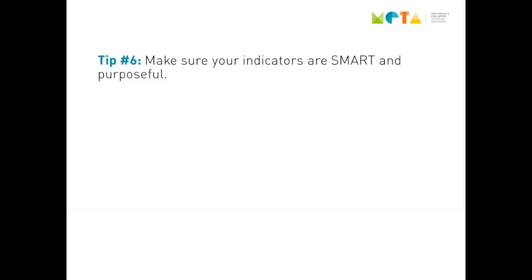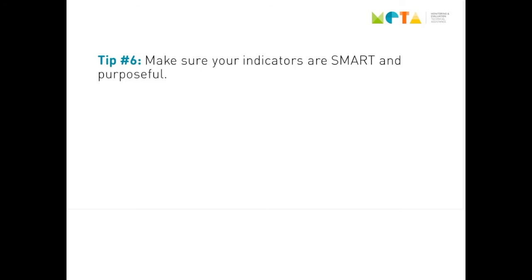But indicators should also, as mentioned here, be purposeful. So think through during the design process how the indicators will be used. Not just are they smart, so are they measurable, specific, time-bound, et cetera, but also are they purposeful? Are they indicators that will serve a programmatic purpose? Making sure that they actually have a purpose that's stated.